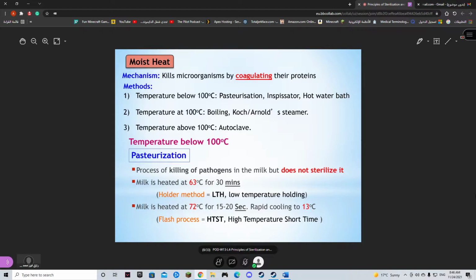The temperature below 100 degrees we call pasteurization. Very famous. Just go and open your fridge, take out the milk packet or bottle, and you will find it is pasteurized milk. What is pasteurization? You know the name of the scientist, okay?